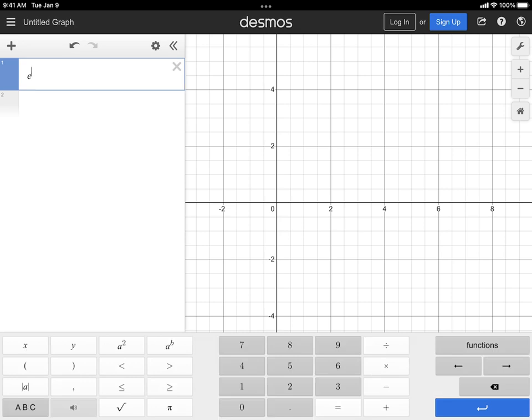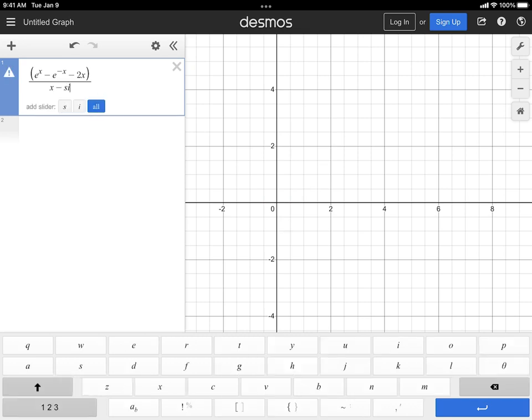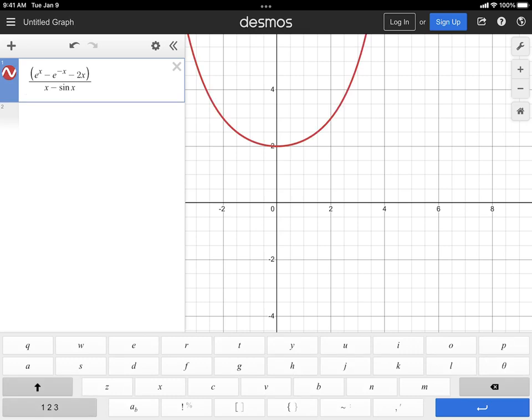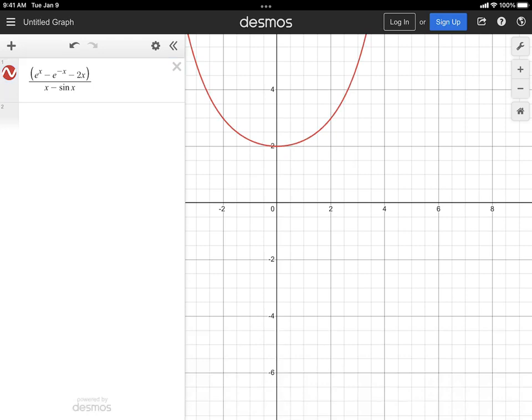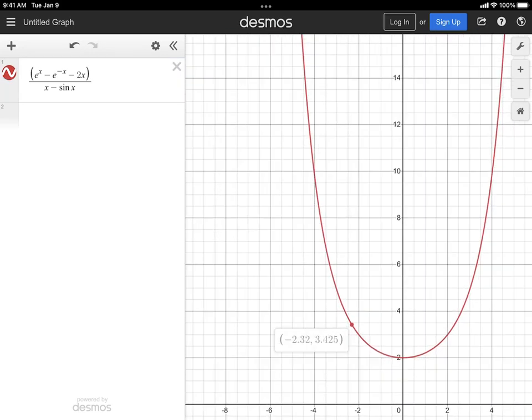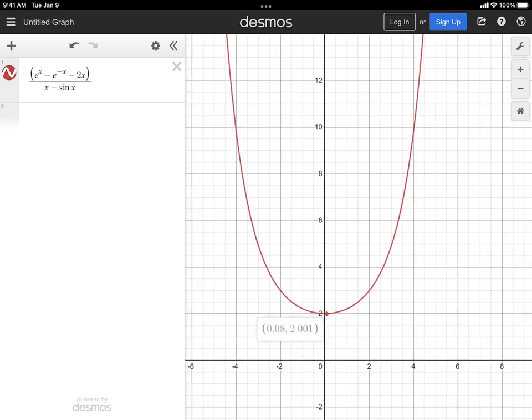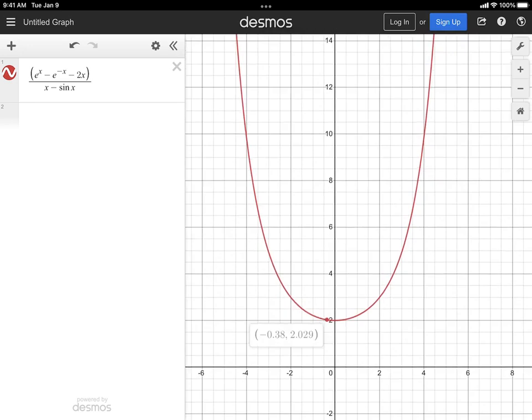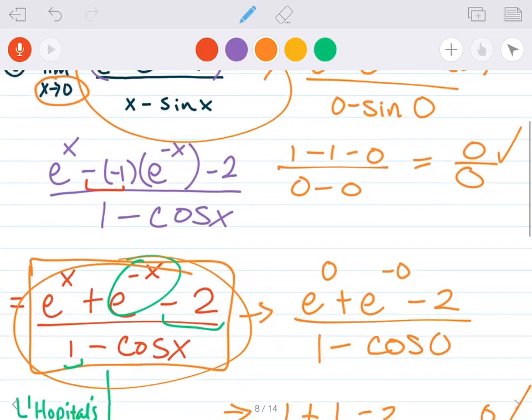Okay, let's see. So we're doing e to the x minus e to the minus x minus 2x, and this is all divided by x minus sine x. So that was our function, and we're concerned with x going to 0. That was our original problem. So when x goes to 0, we can see here's our function. As x goes to 0, it looks like y is going to 2. And that's what we got. So, good job, team.